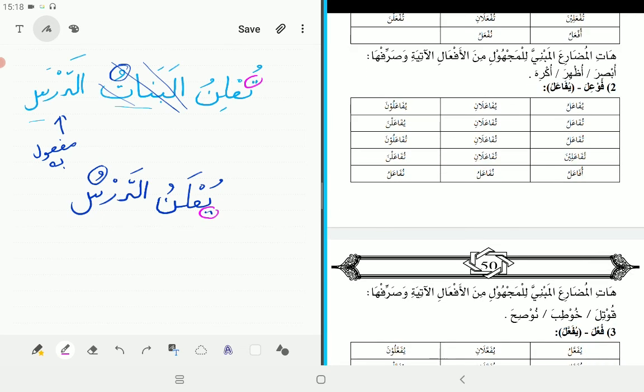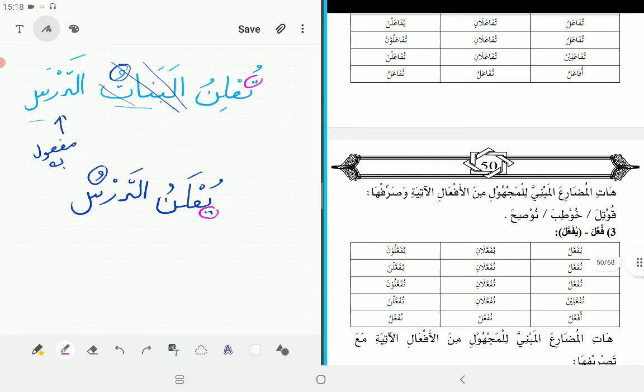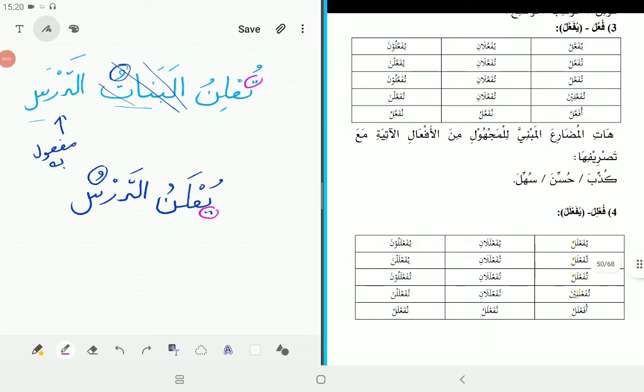Let's try قُوتِلَ. يقاتل, يقاتلان, يقاتلون, تقاتل, تقاتلان, يقاتلن, تقاتل, تقاتلان, تقاتلون, تقاتلين, تقاتلان, تقاتلن, تقاتل, نقاتل. جيد. So we'll go to the following scale. فُعِلَ يفعل حسن. تفضل.